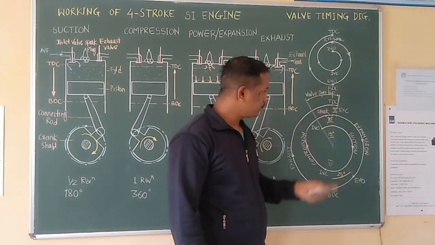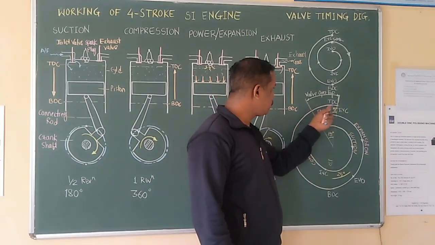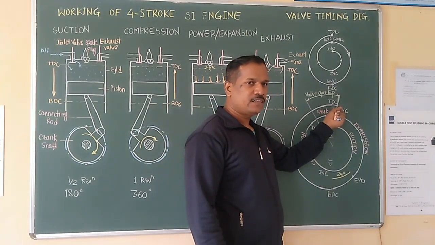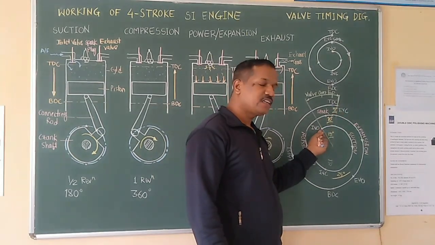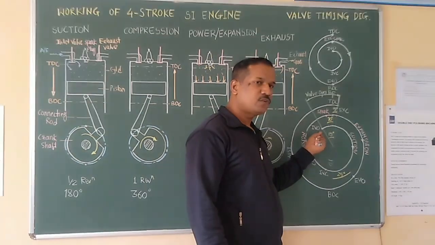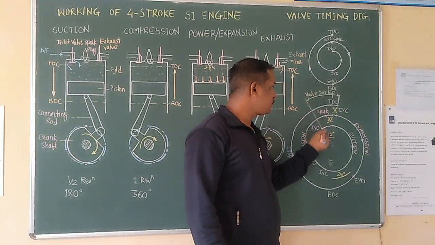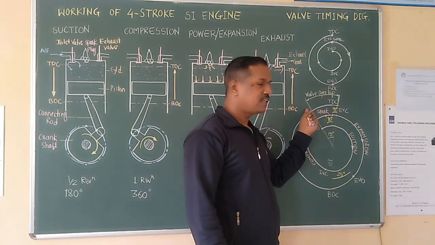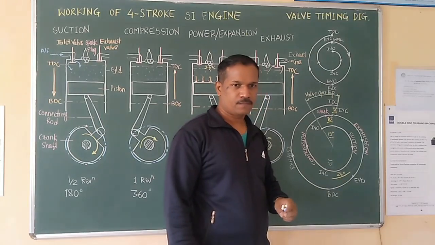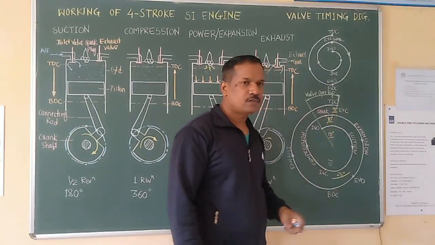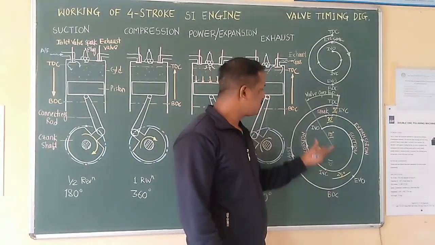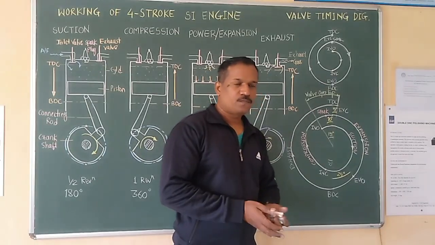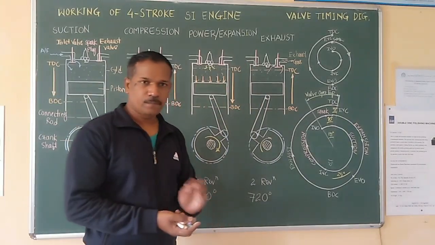Now, when the exhaust valve of the previous cycle closes 5 degrees after TDC, the inlet valve of the next cycle opens 15 degrees before TDC. So at this portion both valves remain open, that is called valve overlap. And as per the diagram, it is 20 degrees of valve overlap. This is the actual valve timing diagram. So hopefully it is understood.